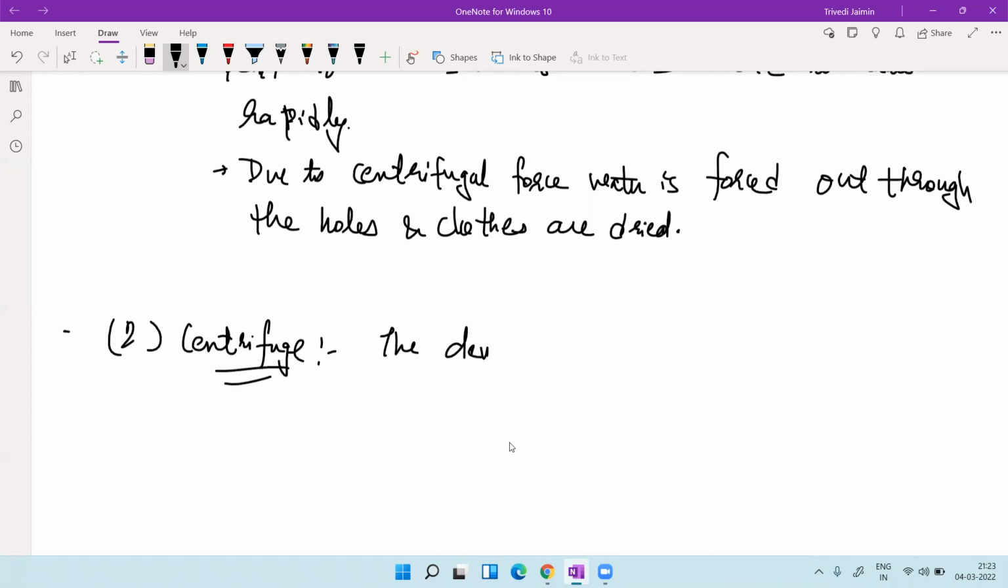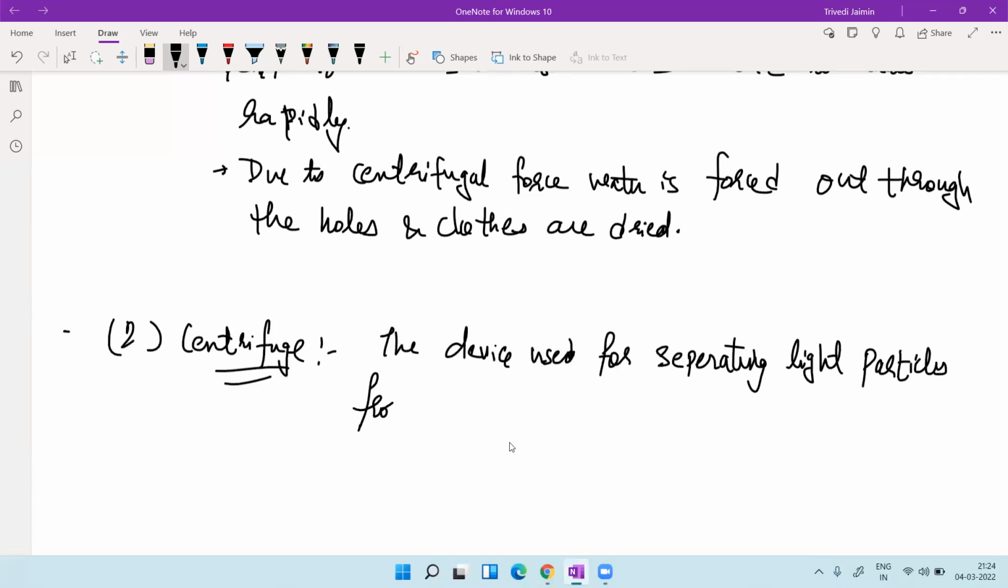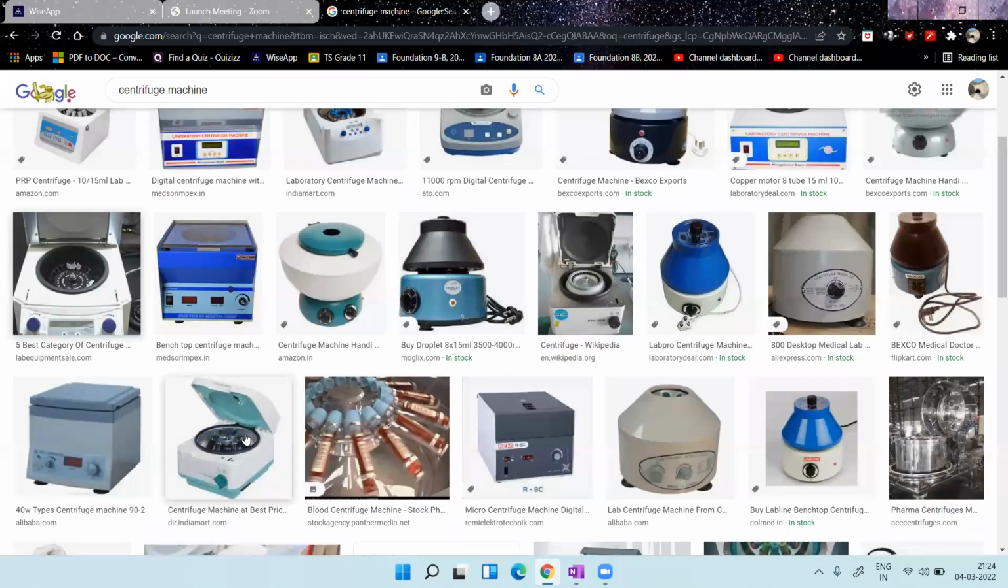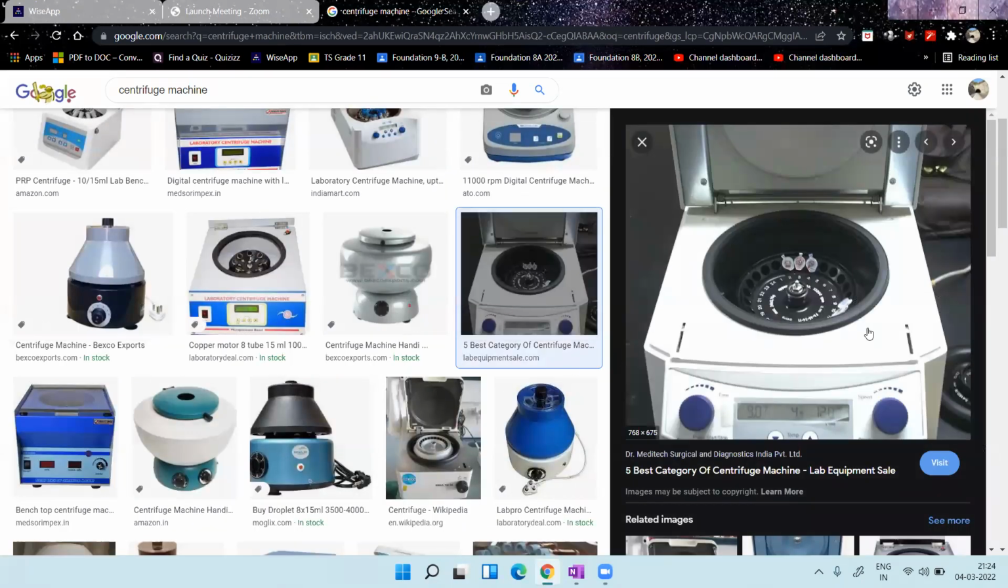The device used for separating light particles from heavier ones. Okay. Now you tell me how it will be happening. Let me show you that photo again. Can you explain how it will be happening here?